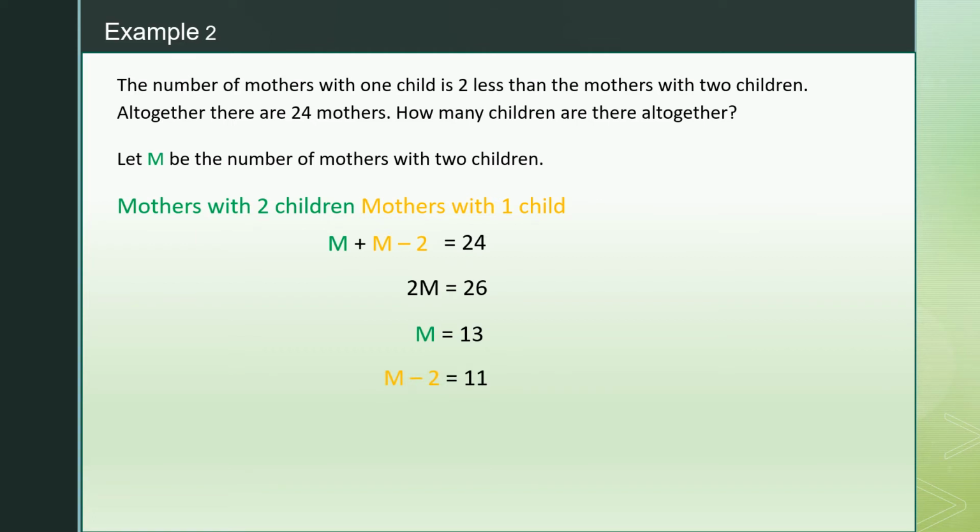Minus 2 from both sides. On the left, m minus 2. On the right, 13 minus 2 is 11. So the number of mothers with 2 children is 13. The number of mothers with 1 child is 11. How many children are there altogether? 13 times 2 plus 11 times 1 equals to 37 children.